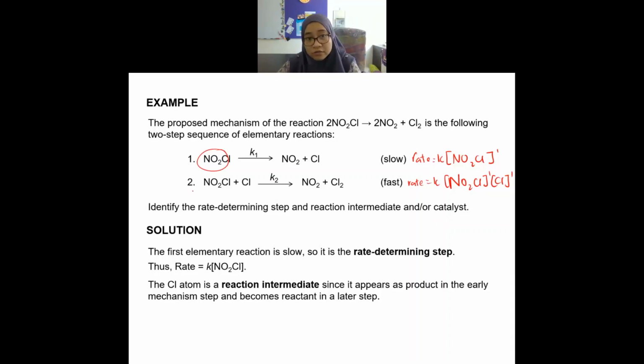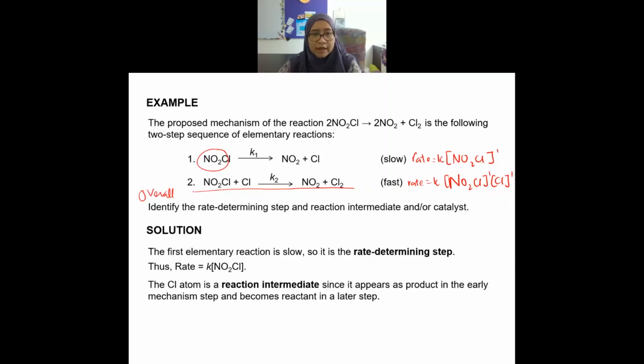And then you can also write the overall equation from the given elementary reactions. Actually there are many questions that can be asked from these elementary steps. As you can see, the overall equation is not given, but you can write it on your own, based on the cancellation of intermediate and also catalyst if we have one.